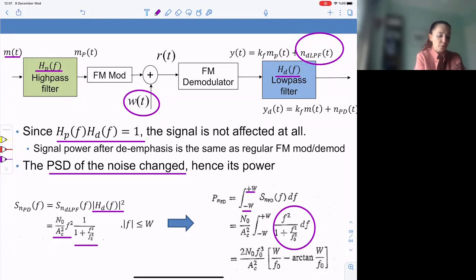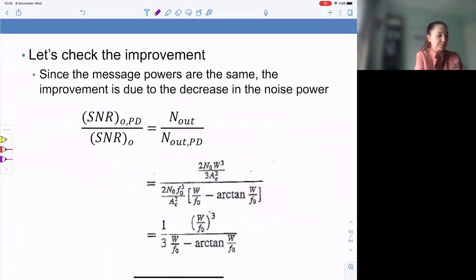The total power can be shown to be given by this expression, 2 N0 f0 cubed, where f0 is of course coming from the circuit parameters. It's a part of this filter structure, over AC squared, W over f0 minus arctangent W over f0. We'll only be able to understand what's going on when we plug in some numbers, obviously.